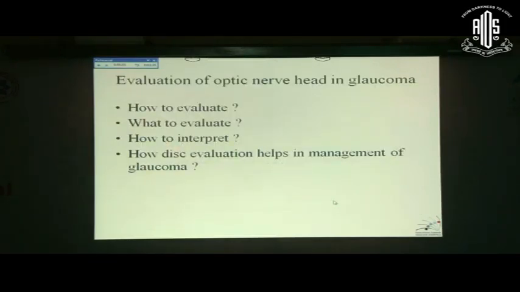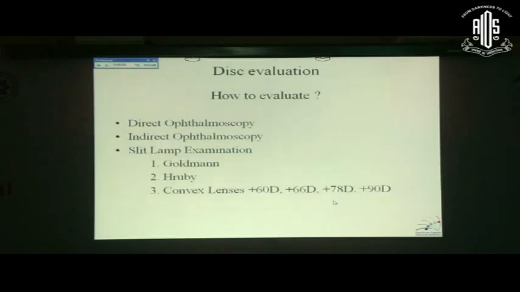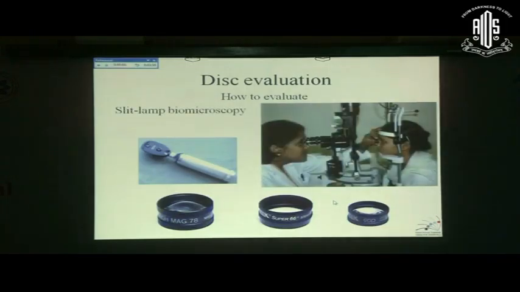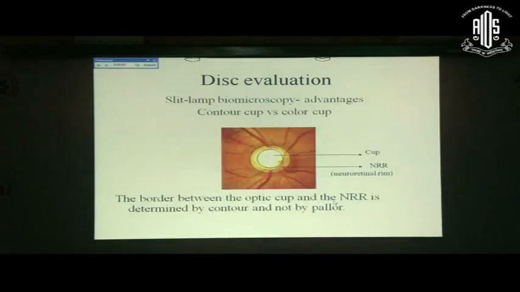This is the normal teaching: how to evaluate, what are the points to evaluate, how to interpret whether the disc is abnormal, and if it is abnormal, whether it is glaucomatous or not, and how the disc evaluation helps in the management of glaucoma. You can evaluate the optic disc by direct ophthalmoscopy, indirect or slit lamp examination, but best is slit lamp biomicroscopy with the help of either 78, 66 or 90 diopter lenses.